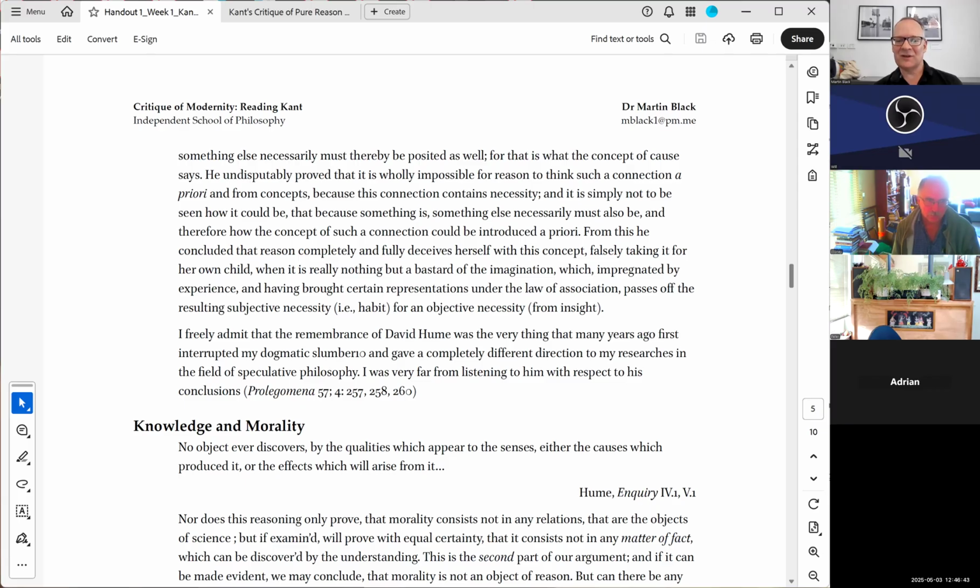And because this connection contains necessity, it is simply not to be seen how it could be that because something is, something else necessarily must also be, and therefore how the concept of such a connection could be introduced a priori. Now, I don't know if you've done an introductory course somewhere on modern philosophy, you'll probably read a passage where Hume is saying that if you look at one billiard ball hitting another, what do you see? Well, the colours, the movement. You don't see the concept cause.